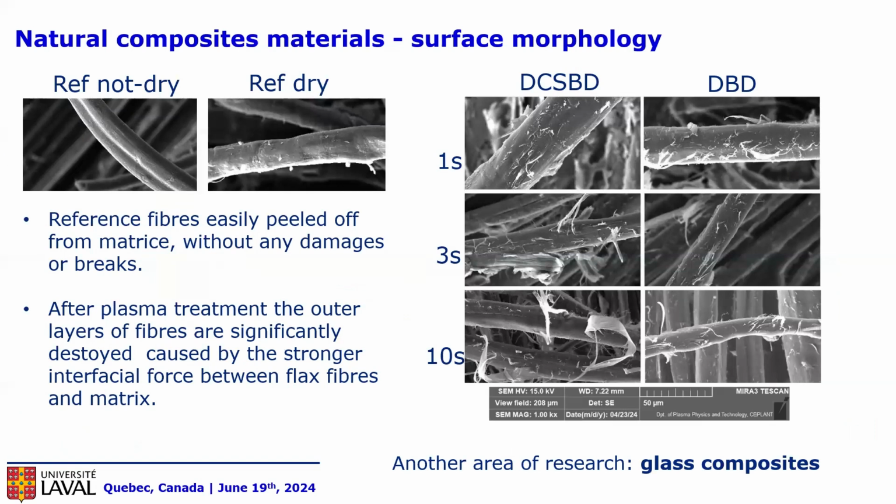These are some scanning electron microscope pictures. Reference fibers are easily peeled off from the matrix in this composite without any damages or breaks, which also illustrates lower adhesion. In the case of the plasma treatment, coplanar and also corona for different exposure times, you can see that after treatment, the outer layers of fibers are significantly destroyed, which is caused by the stronger interfacial force between fibers and matrix.